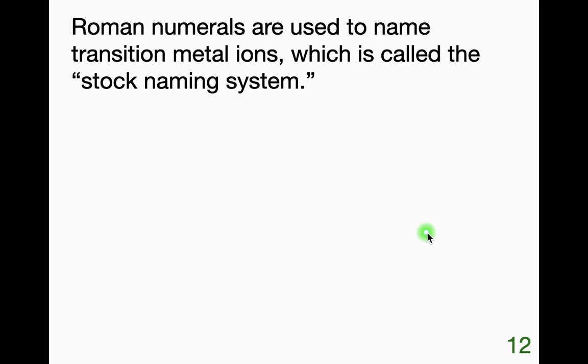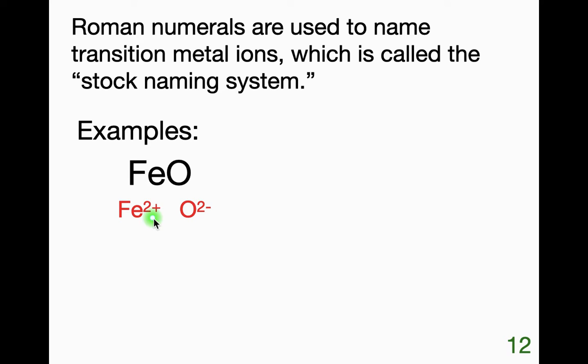Roman numerals are used to name transition metals, which is called the Stock naming system. So, for example, if we were to name this compound of iron and oxygen, what we would need to remember is that oxygen always has a -2 charge. So we can determine what charge the transition metal, in this case iron, would have by just looking at the chemical formula. Since you just have one iron for the one oxygen, which is -2 charged, then that must mean that this is the iron with a +2 charge, or +2 oxidation state.